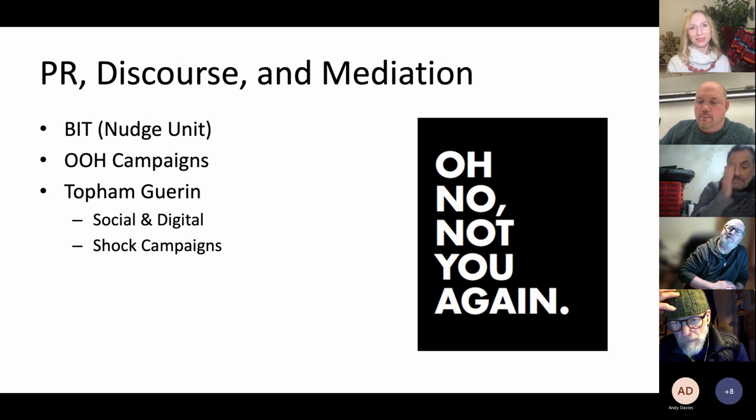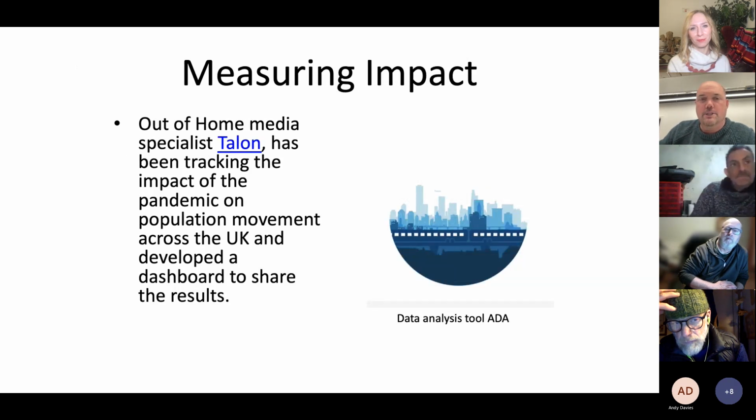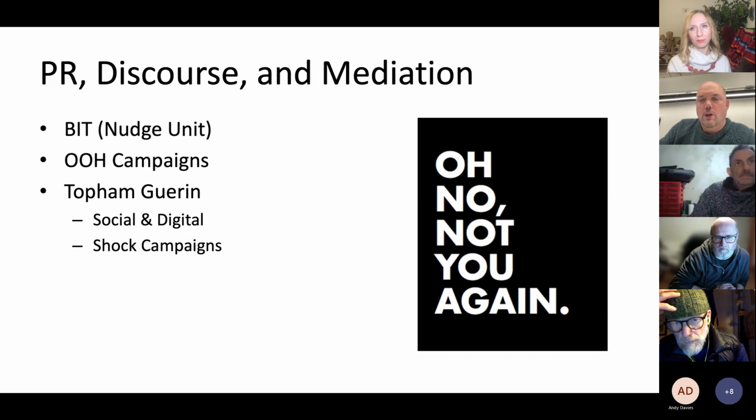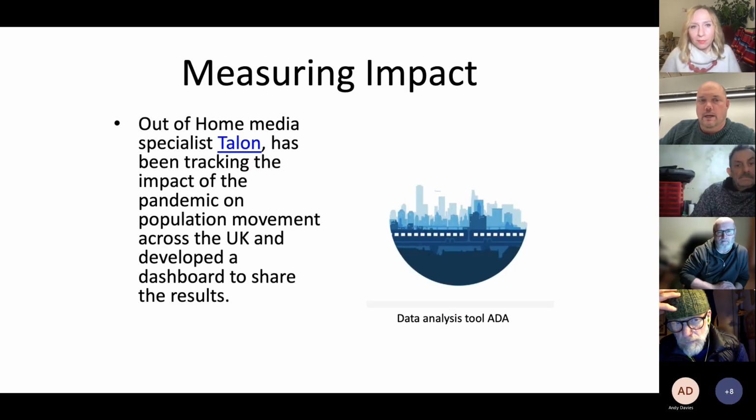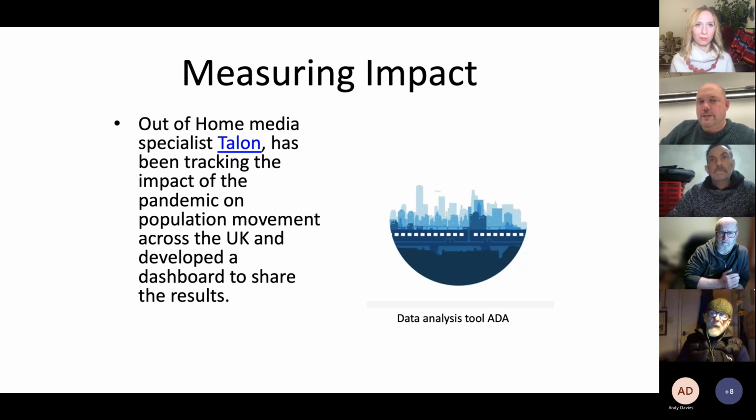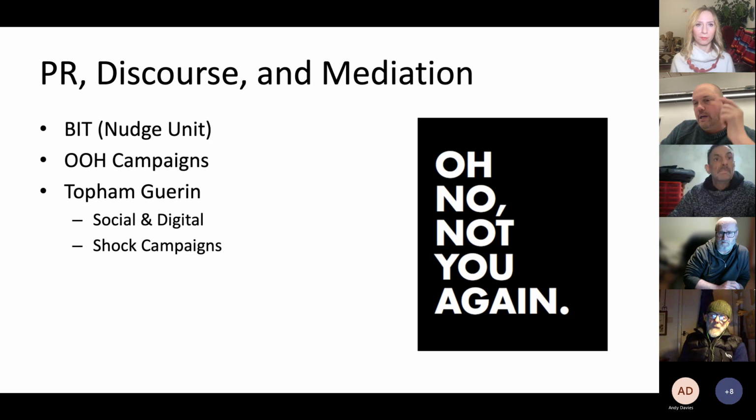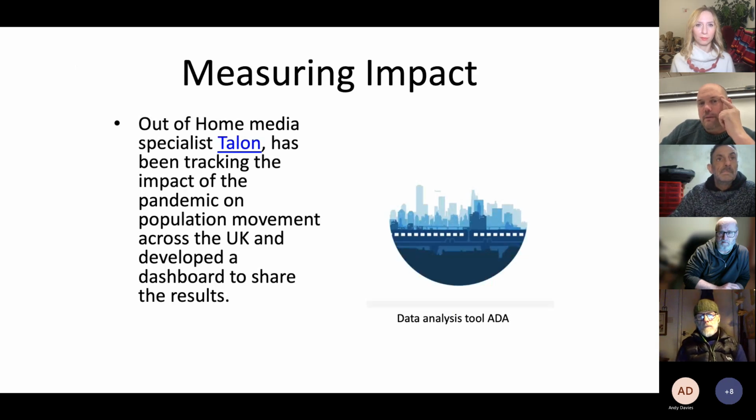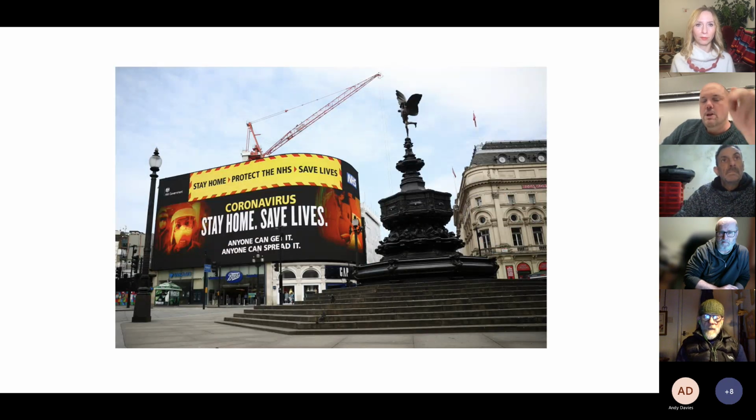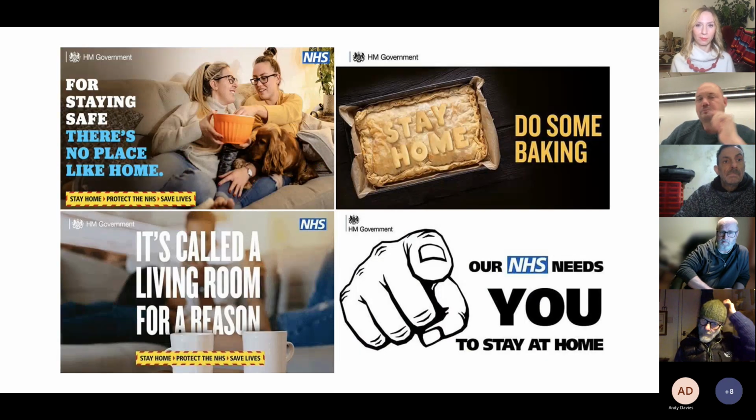We start to see these kind of billboards suddenly appear everywhere, and these are all measured in terms of their impact. We can start to measure the impact of these. Out-of-home media specialist Talon, for example, was actually tracking the impact of the pandemic on the population movement, so footfall in designated areas. So when you start to put posters like this up, you can measure the impact on footfall. What kind of impact does it have on people's presence in public spaces? We start to see these posters emerge, gigantic billboards throughout the UK.